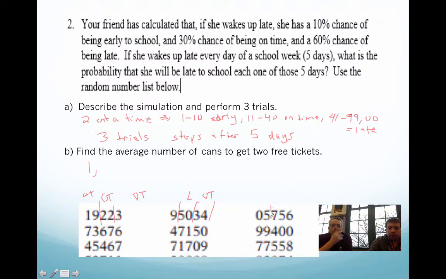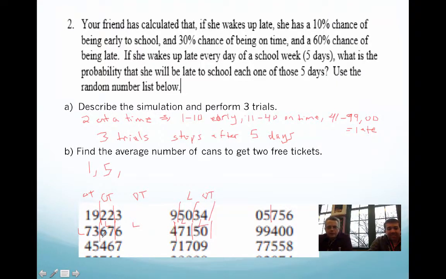Okay, so let's do the second row. We can start the second row. 73. 67. 64, 71, and 50. So that first one, late. Second one, late. Third one, late. Fourth one, late. Fifth one, late. Bad week, man. Late all 5 times.